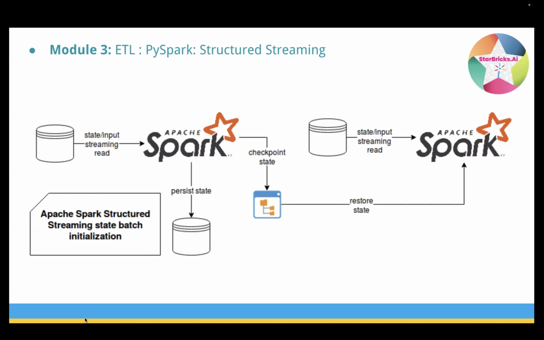So we use the word streaming. Am I reading a streaming source? Am I reading a batch source? That's all. Naina, is that a good starting point to have that understanding? Every time you're writing a Spark notebook, you need to think: am I reading a streaming source, or a batch source?